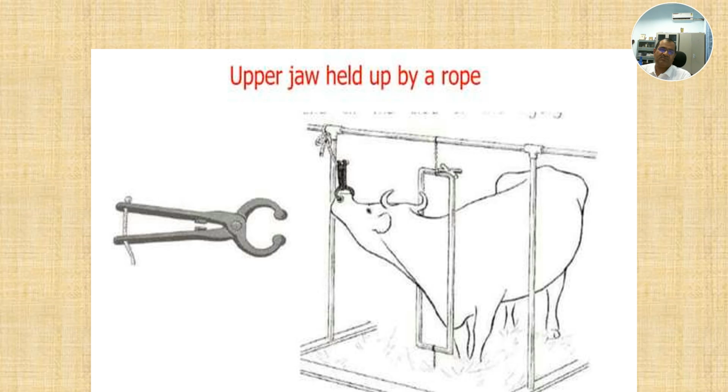bad kick. Then the upper jaw can be held up by a rope, using an equipment which is shown here, and the nose should be restrained by the equipment. Then it should be tied to a rope, and later in a travis the animals can be restrained.